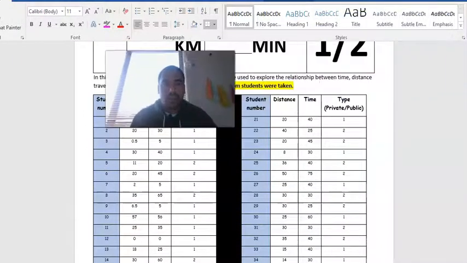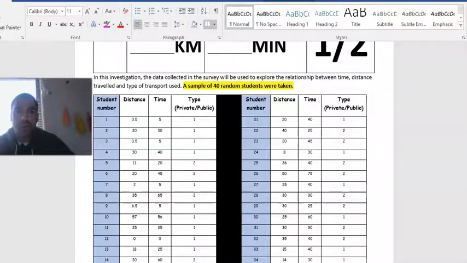And so with that survey that was given out, I'll put myself here, I'll kind of trip myself out there. There we go. So with this survey, in this investigation, the data collected in the survey, we're going to use this to explore any relationships between how long it takes, the distance traveled, and what type of transport used, and see if there's any characteristics that we can pull out.